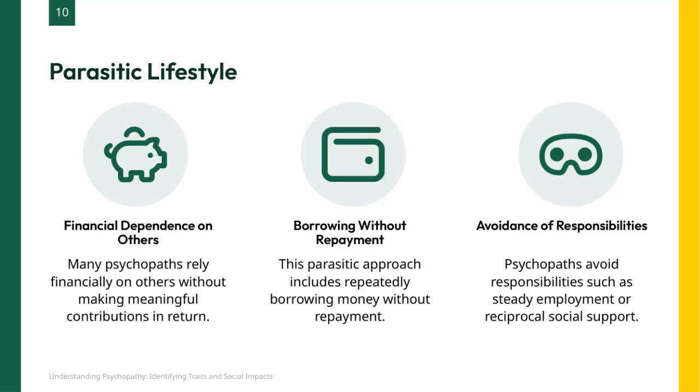When we talk about the parasitic lifestyle of psychopaths, we see a clear pattern of financial dependence on others. Many of them rely heavily on others for money or resources, but don't offer anything meaningful in return. This isn't just occasional borrowing. It's a repeated behavior where they borrow money without the intention or effort to repay it. Additionally, they tend to avoid taking on responsibilities. Steady jobs or giving back through social support are often things they steer clear of, preferring to let others carry those burdens. This combination of dependence and avoidance is a key characteristic of their parasitic way of living.